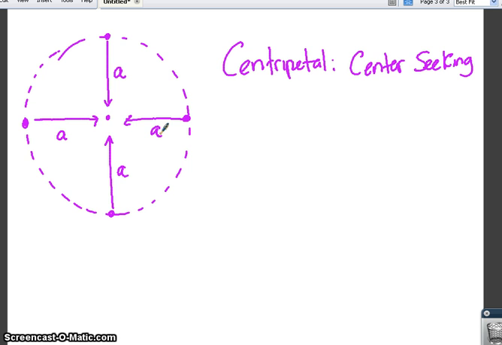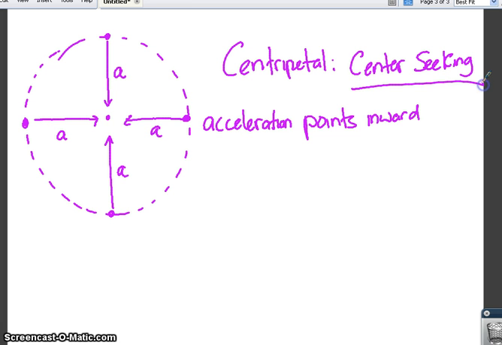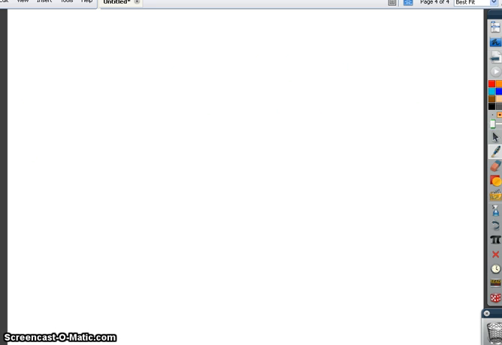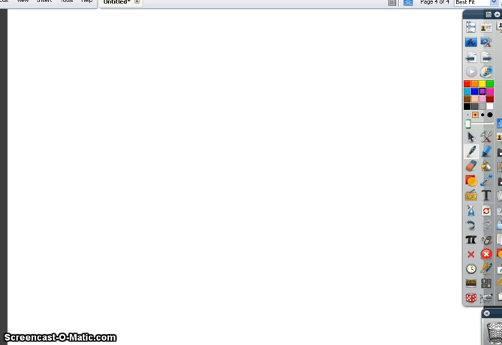So acceleration always points inward. It is center seeking. If anything moves in a circle, acceleration points towards the center of the circle. Okay? Now, more common questions here.